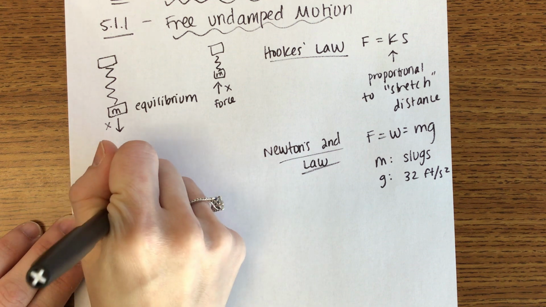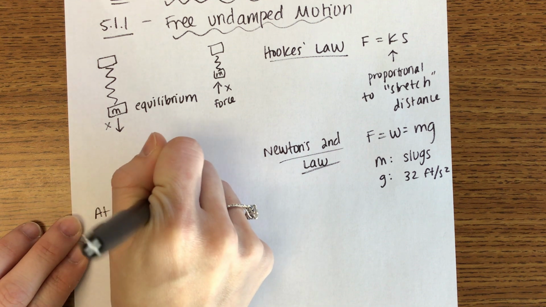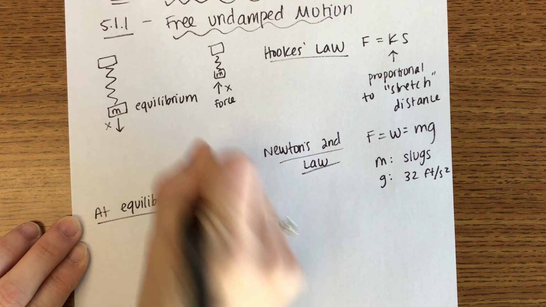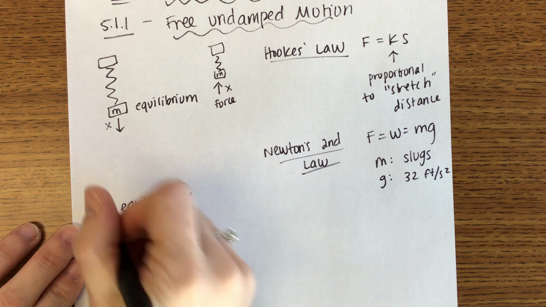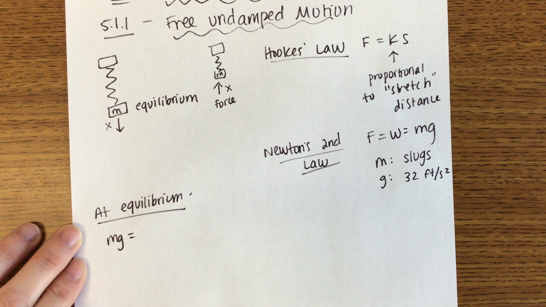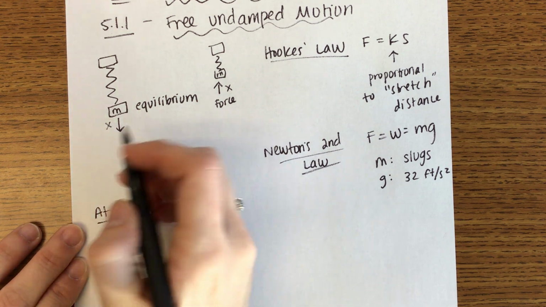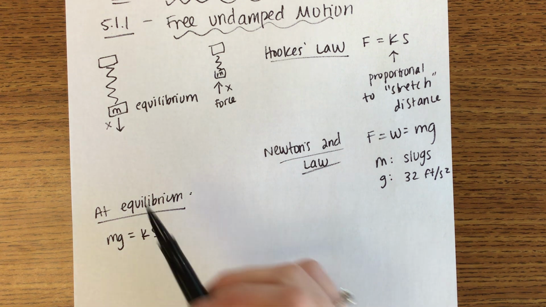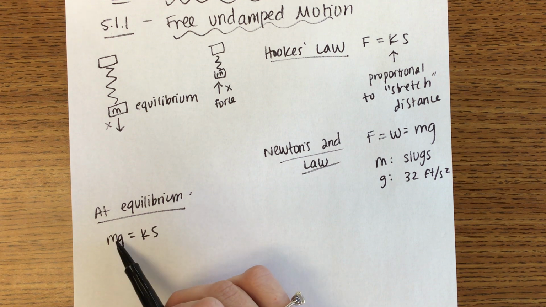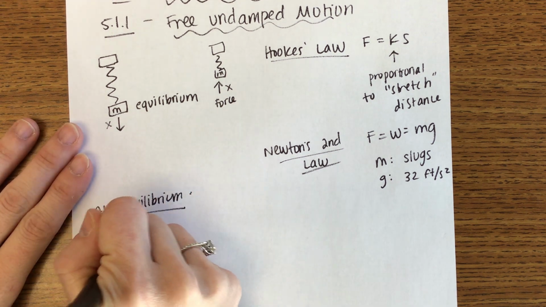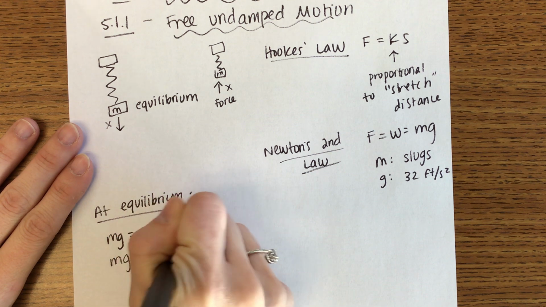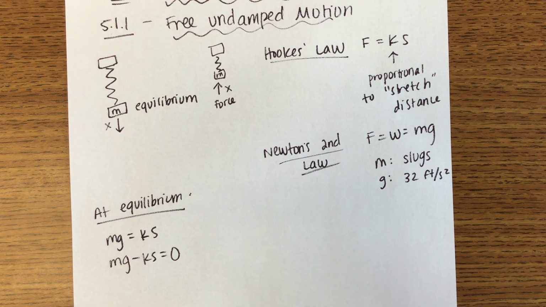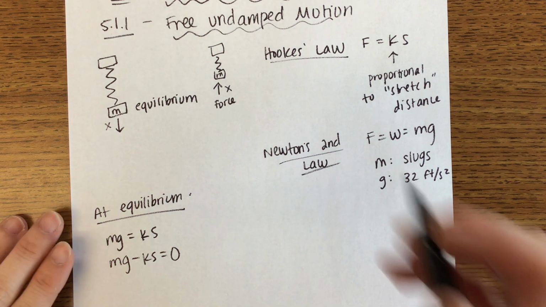Okay, when we are at equilibrium, the force due to gravity is equal to the force of the spring on the mass. That should make sense, the mass isn't moving. So the force of the spring on the mass and the force due to gravity are equal. So at equilibrium, mg minus ks is going to be equal to 0. Okay, we're going to use that later.